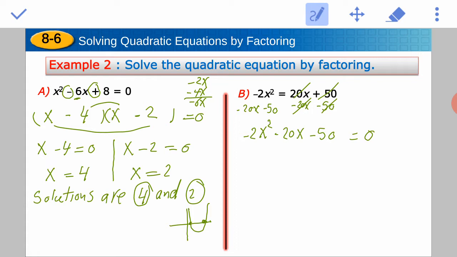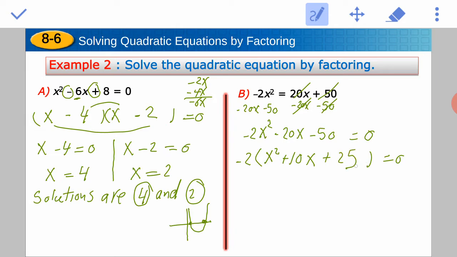Step number 3, guys, make sure this quadratic trinomial doesn't have any greatest common factor. Actually, it has a greatest common factor. All terms are divisible by negative 2, so you should factor out this negative 2 before you start factoring. We get whatever is inside by dividing every term by the GCF negative 2. Negative 2x squared divided by negative 2 is x squared. Negative 20x divided by negative 2 is plus 10x. And finally, negative 50 divided by negative 2 is plus 25.